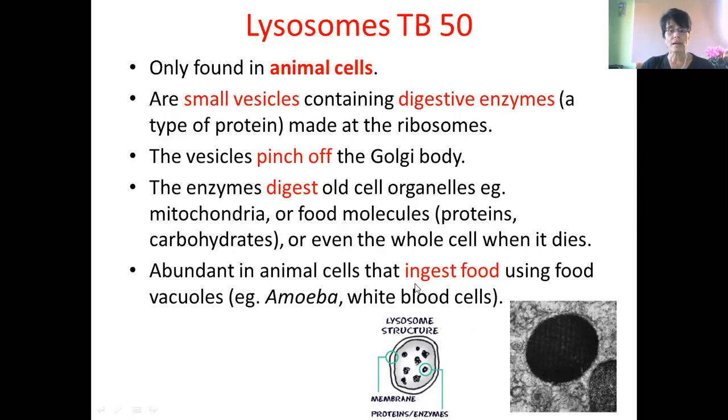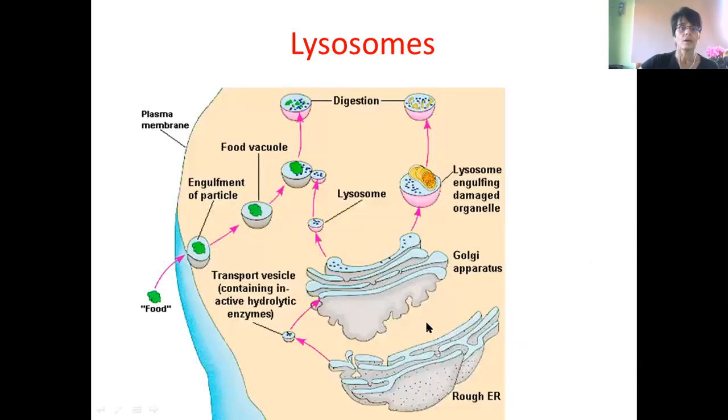Okay, they're also abundant in white blood cells, because if you think about it, they're part of your immune system. They have to take up germs like bacteria, and they break them down. So they need lysosomes to break down those invading germs. It's a very simple structure. It's a membrane with enzymes inside. Not a double membrane like over here, but the proteins or enzymes are found inside. All right, and there's a video on this as well, which I will upload.